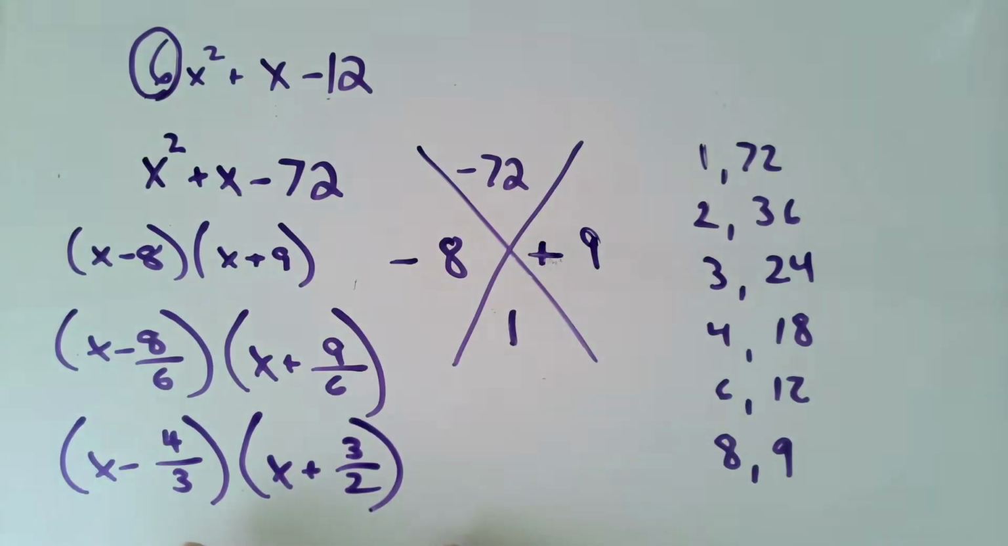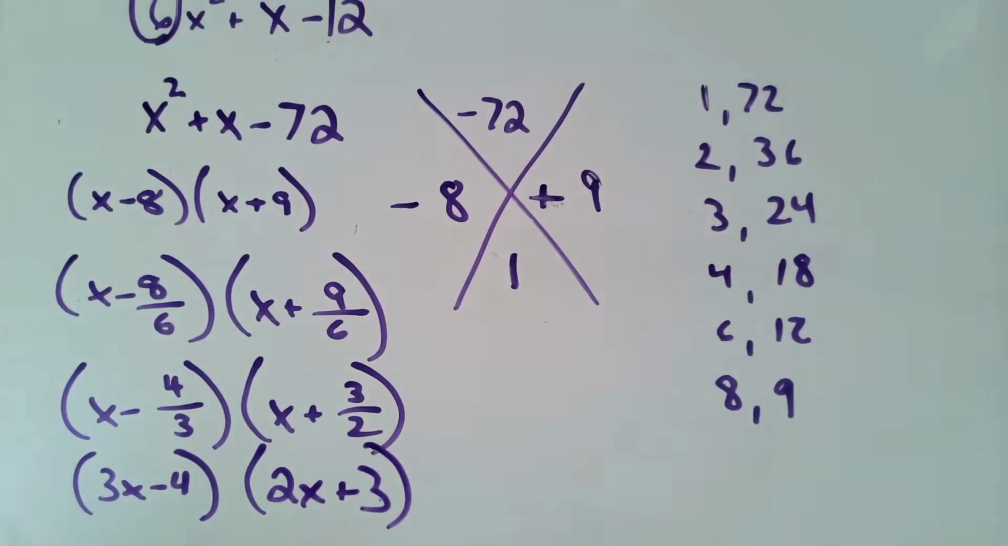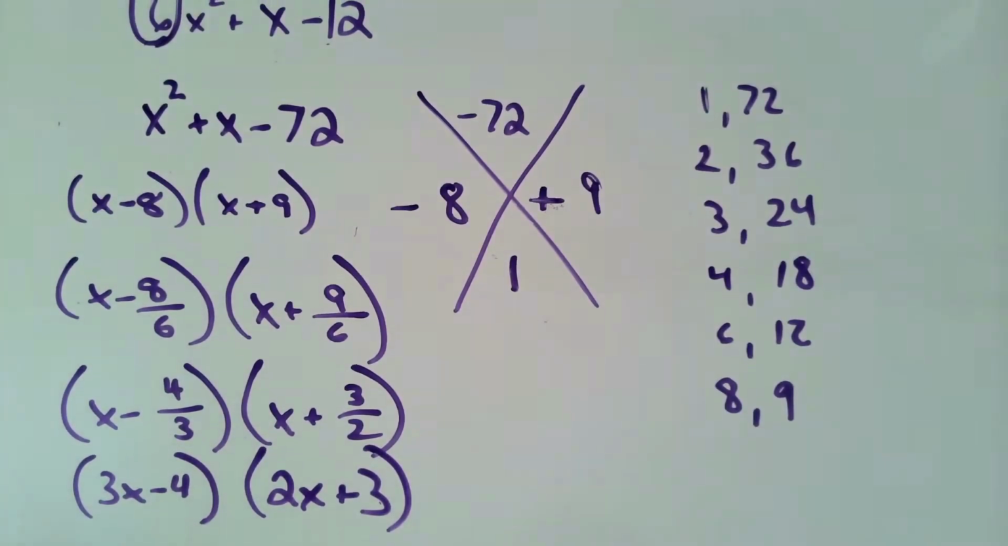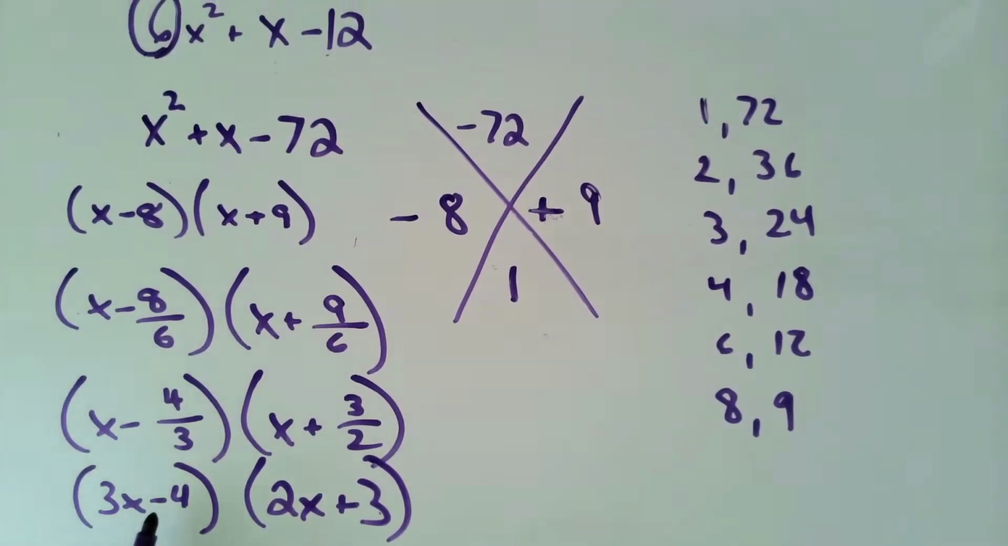If either of these reduced to an integer, that would be the completed factor. When either of these reduces to a fraction, my final step is to multiply that denominator into the x. And now I've achieved my final factorization, 3x minus 4, 2x plus 3.